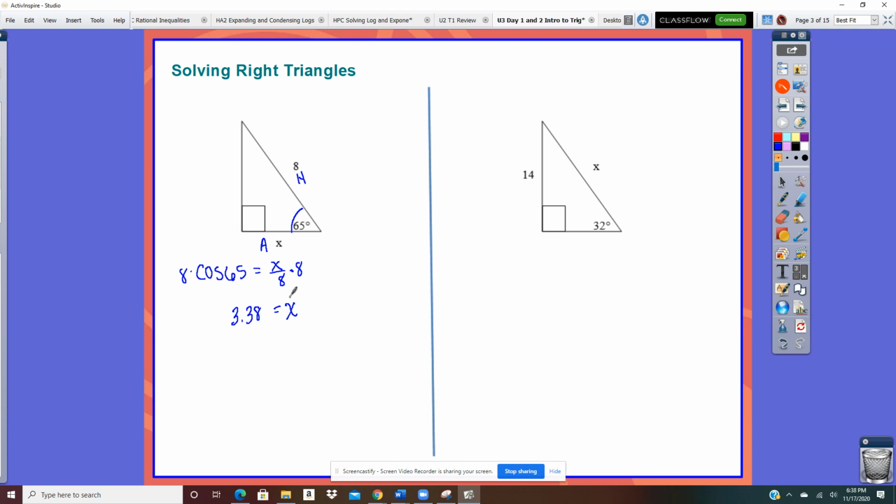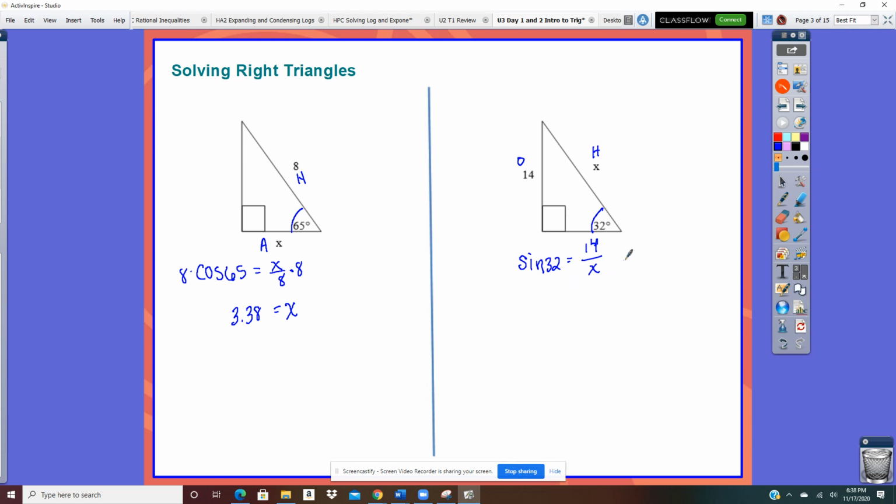Okay, that's it. That's how you solve it. Sometimes it's a little bit more complicated. So let's look at this one. This one, the angle is 32 degrees, and I have the side that is opposite, and I have the side that is the hypotenuse. So again, set up your trig equation. You have opposite and hypotenuse. That is the sine ratio. So sine of 32 equals opposite, which is 14, over hypotenuse, which is x.